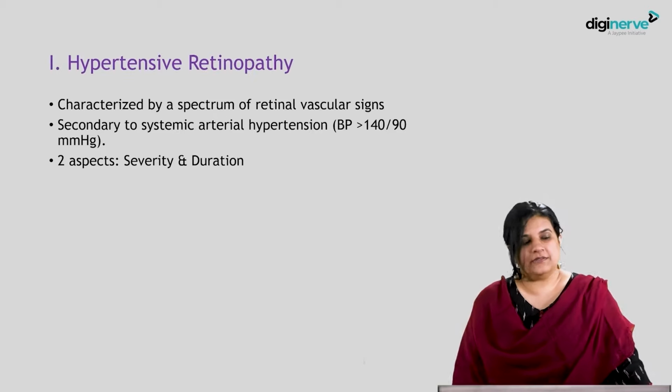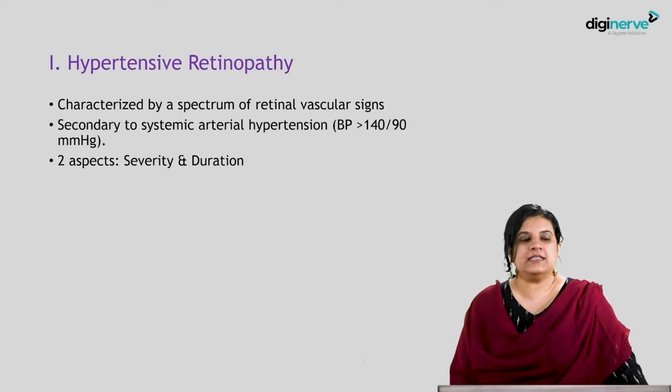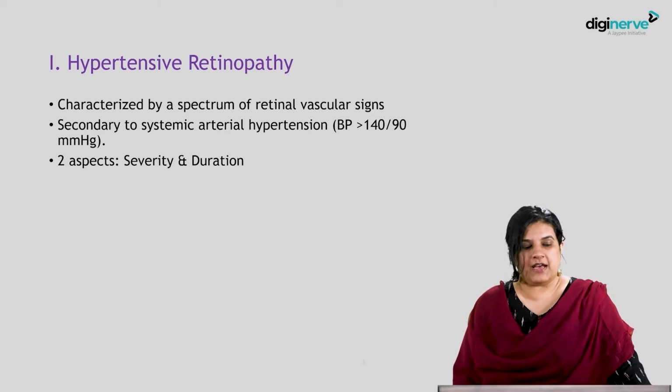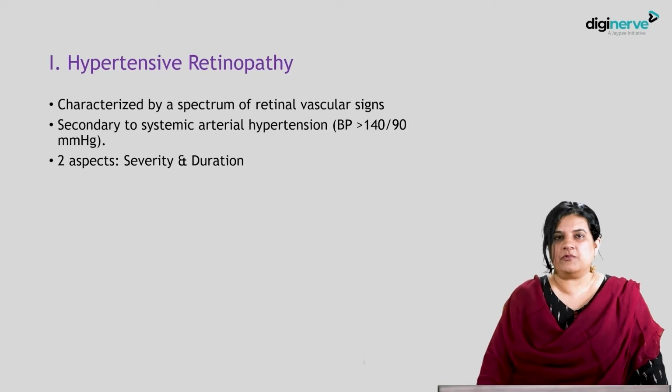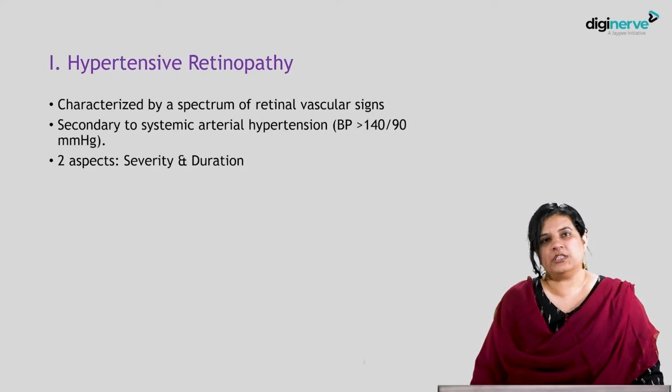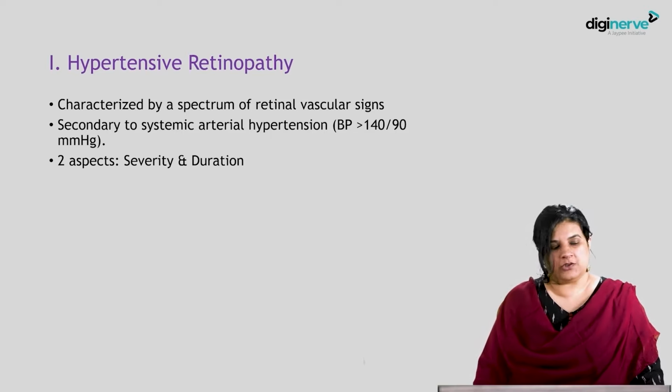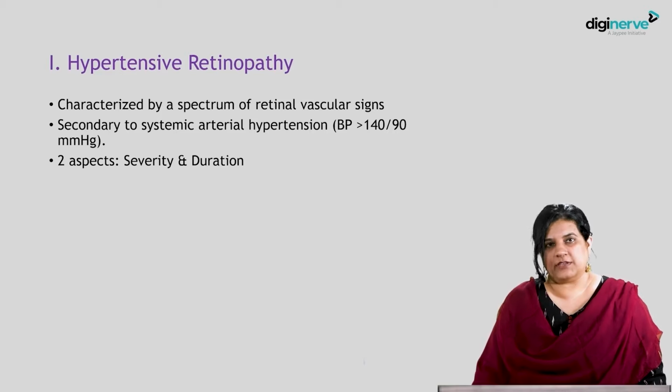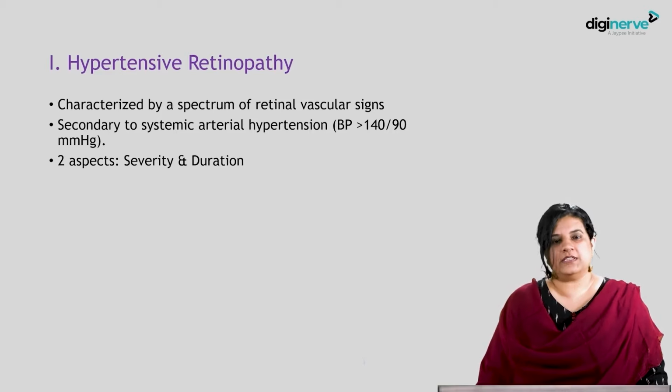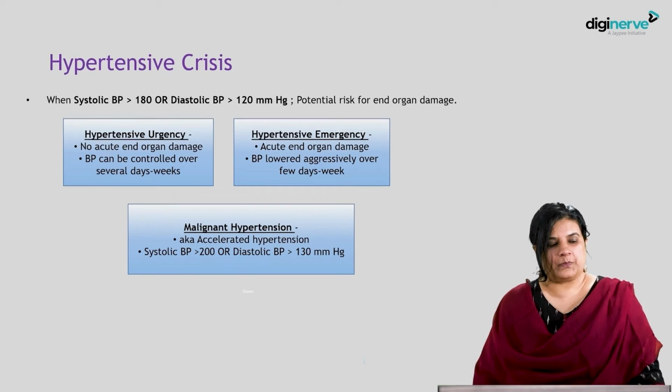So, hypertensive retinopathy is characterized by a spectrum of retinal vascular signs which are secondary to systemic arterial hypertension, wherein the blood pressure is usually over 140 by 90 millimeters of mercury. There are two aspects related to hypertensive retinopathy. They include the severity and the duration.